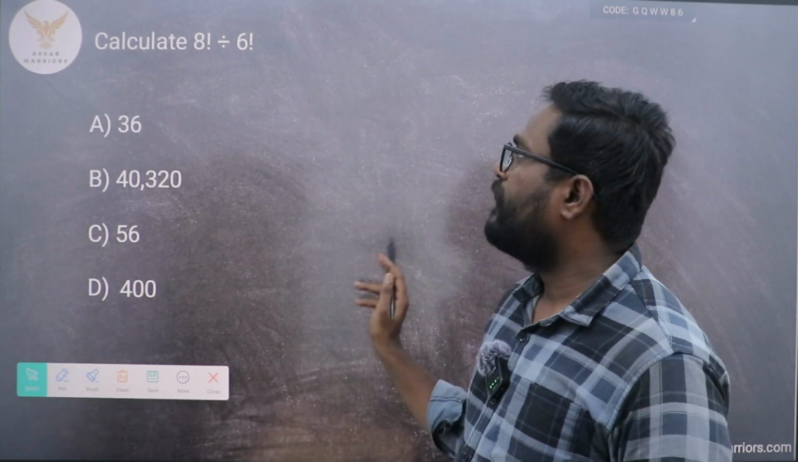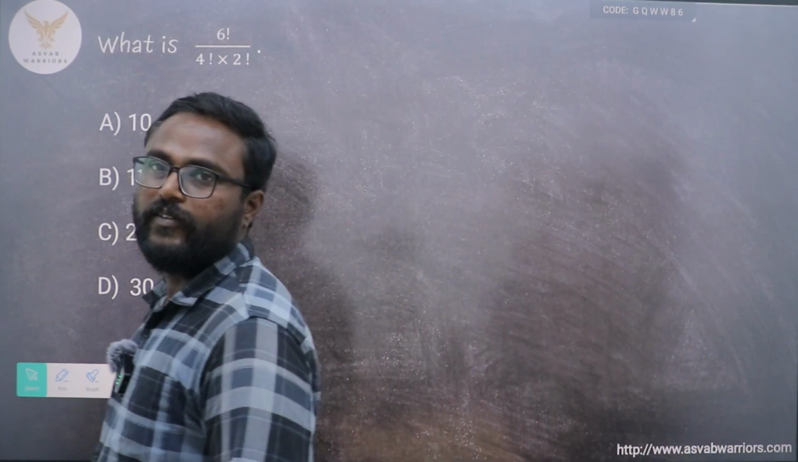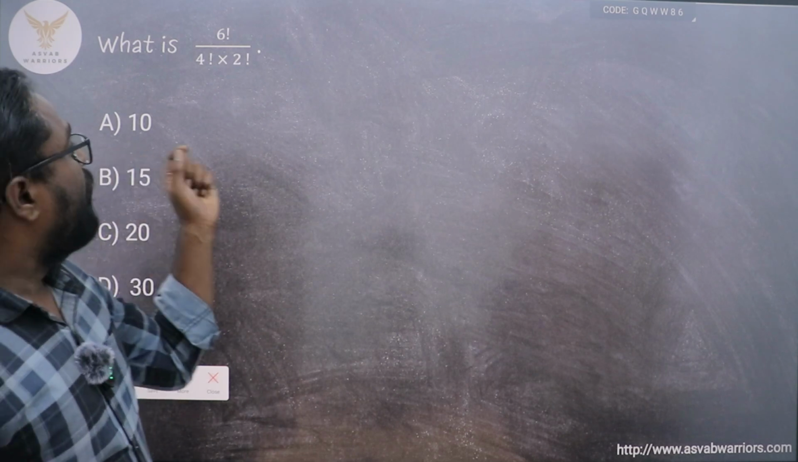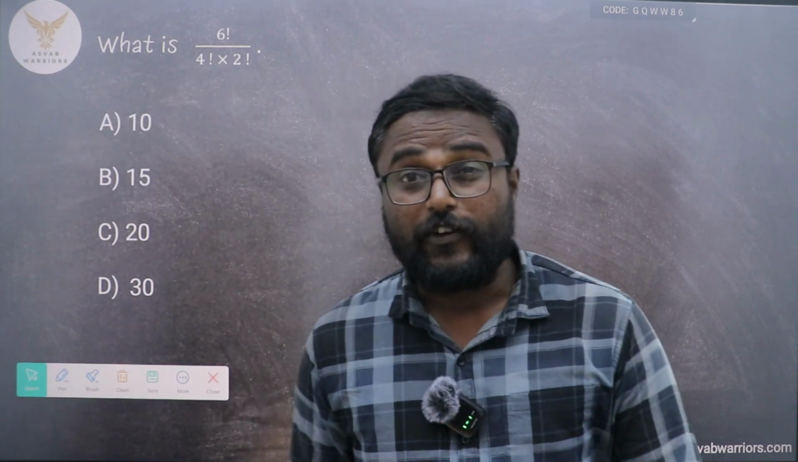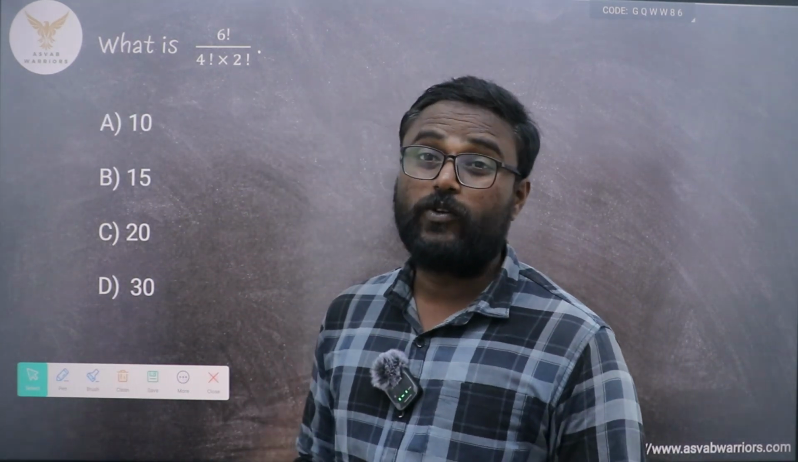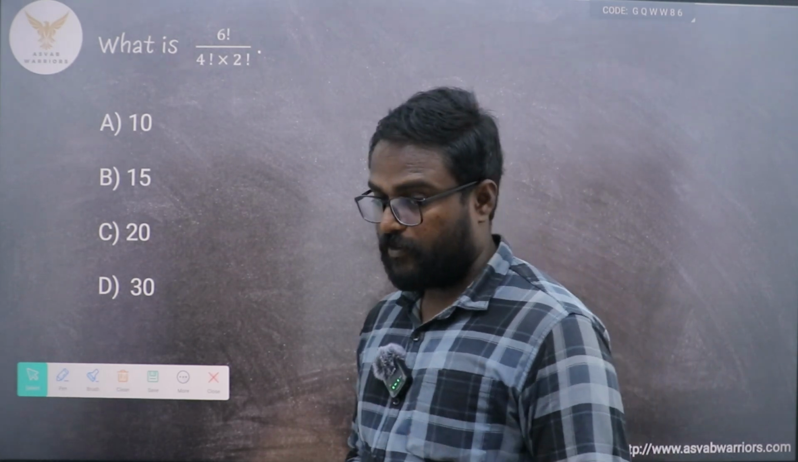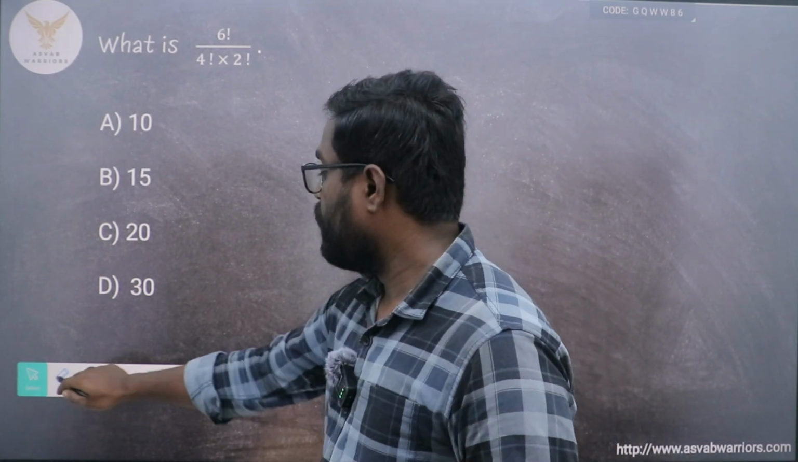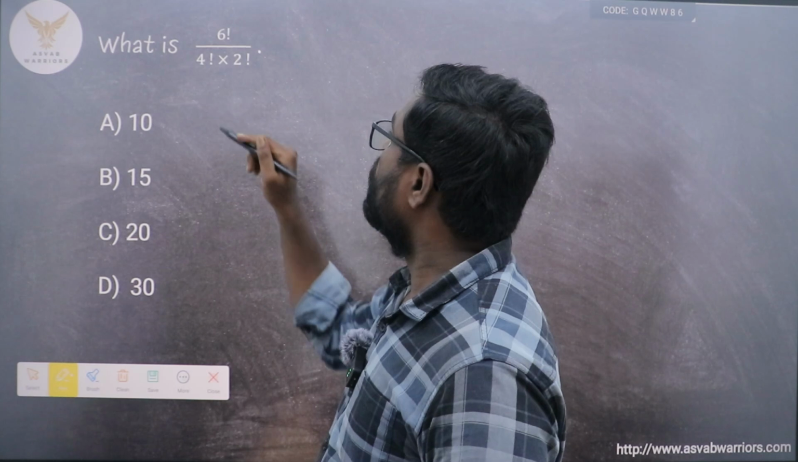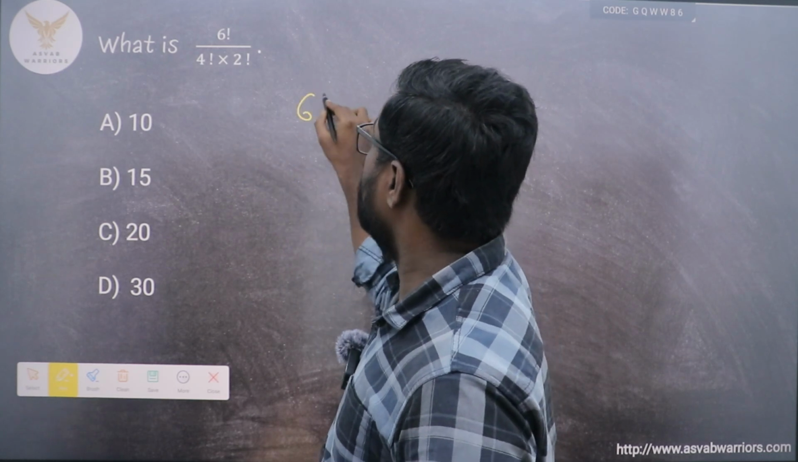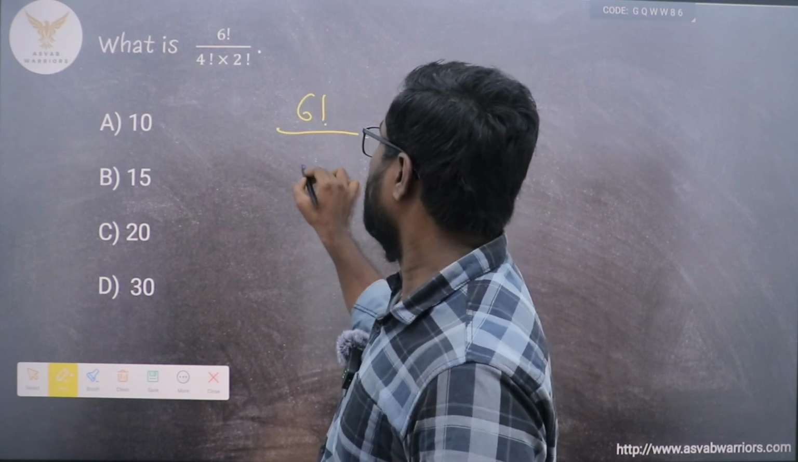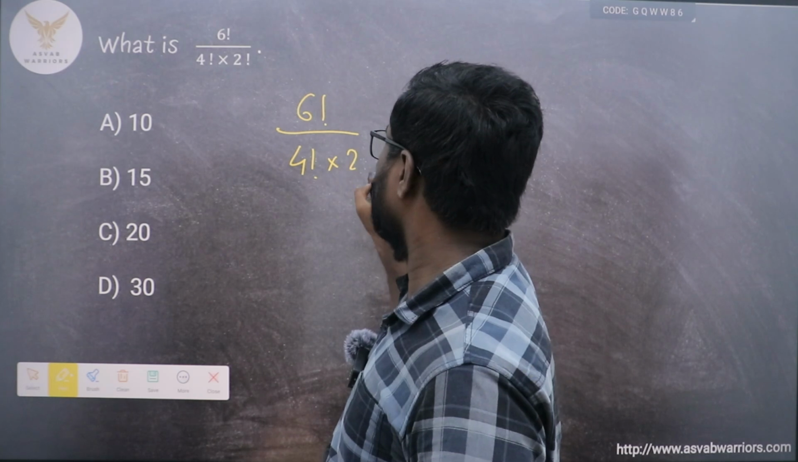So the question says factorial of 6 divided by factorial of 4 times factorial of 2. My god, difficult question to solve. So what will you do now? Factorial of 6. So I'll just write this down: factorial of 6 divided by factorial of 4 times factorial of 2.